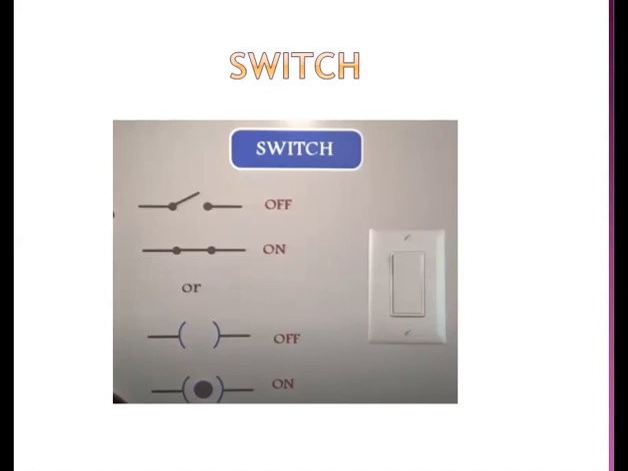Likewise, we can also depict a switch using the second symbol. Over here, we find an incomplete circle which is blank in the middle. This indicates that the switch is in the off position. The moment we incorporate a dark circle inside it, a dark circle indicates that the current is flowing.